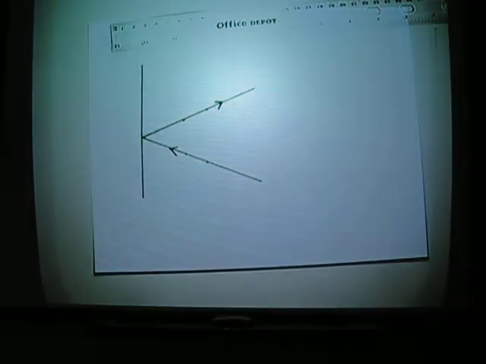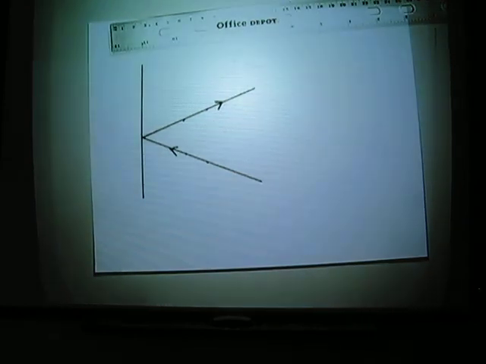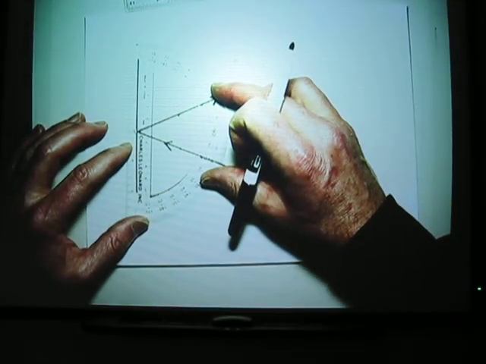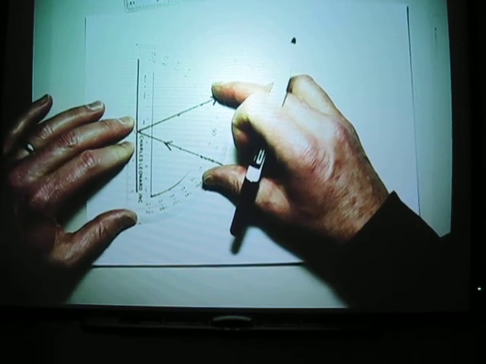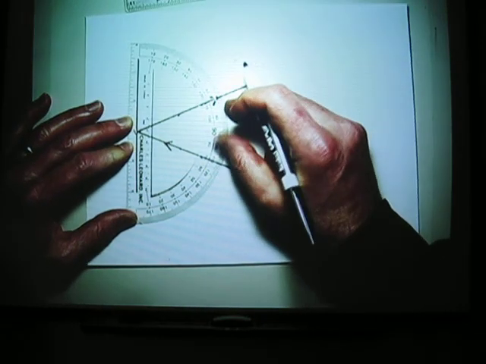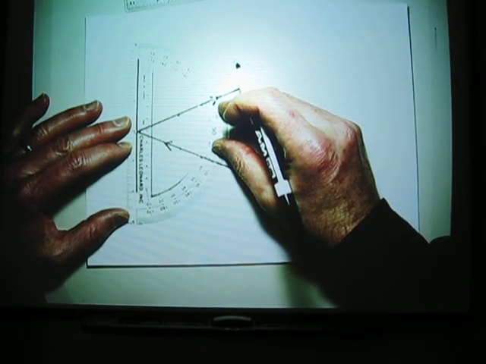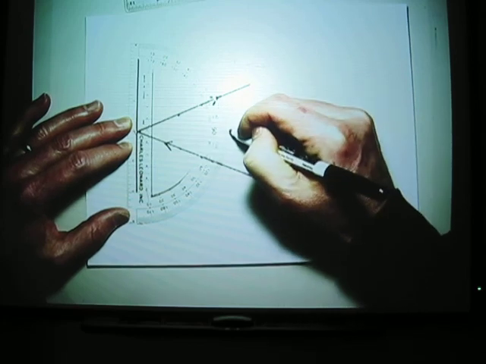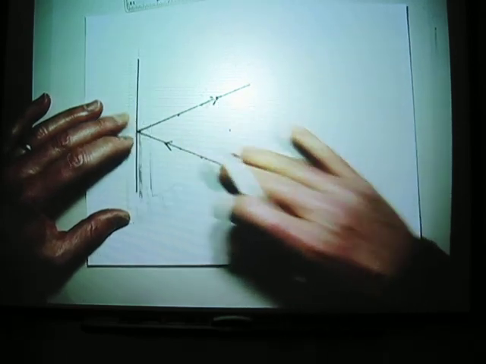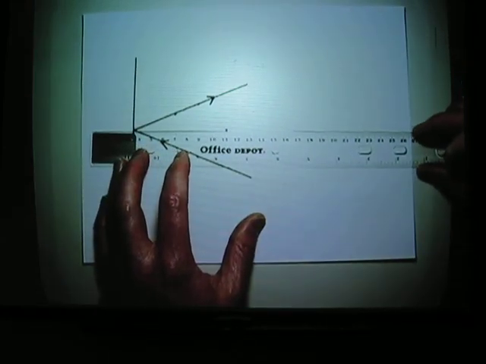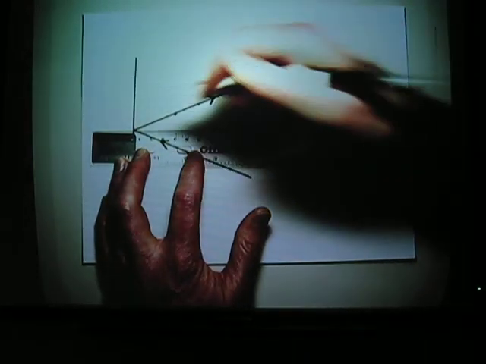And then I want to measure again with respect to the perpendicular to the mirror. So to do that, I'm going to take a protractor. Right where they intersect, that's going to be my 0, and I'll draw a line at 90 degrees from there. Let me make sure that this is correct. So this is going to be my perpendicular to the mirror.